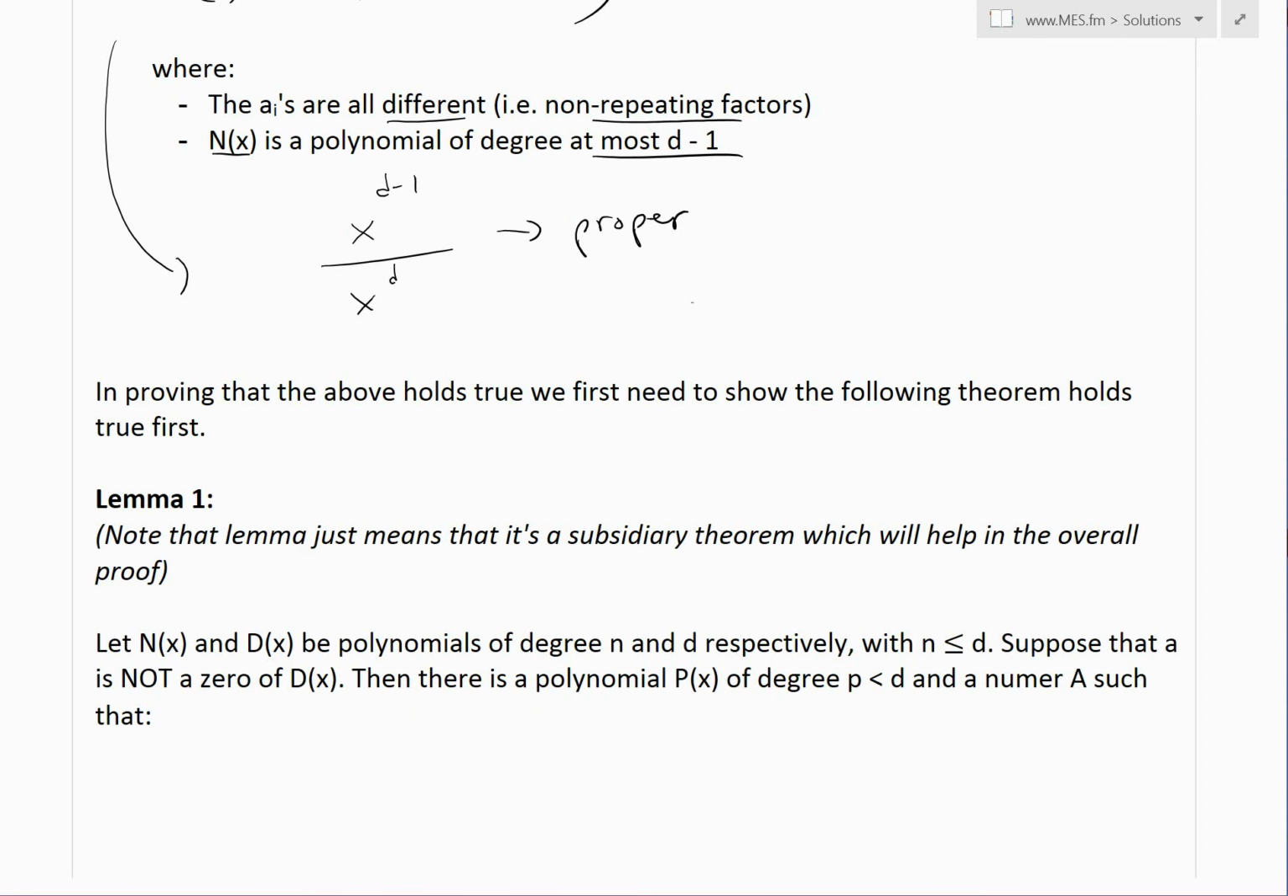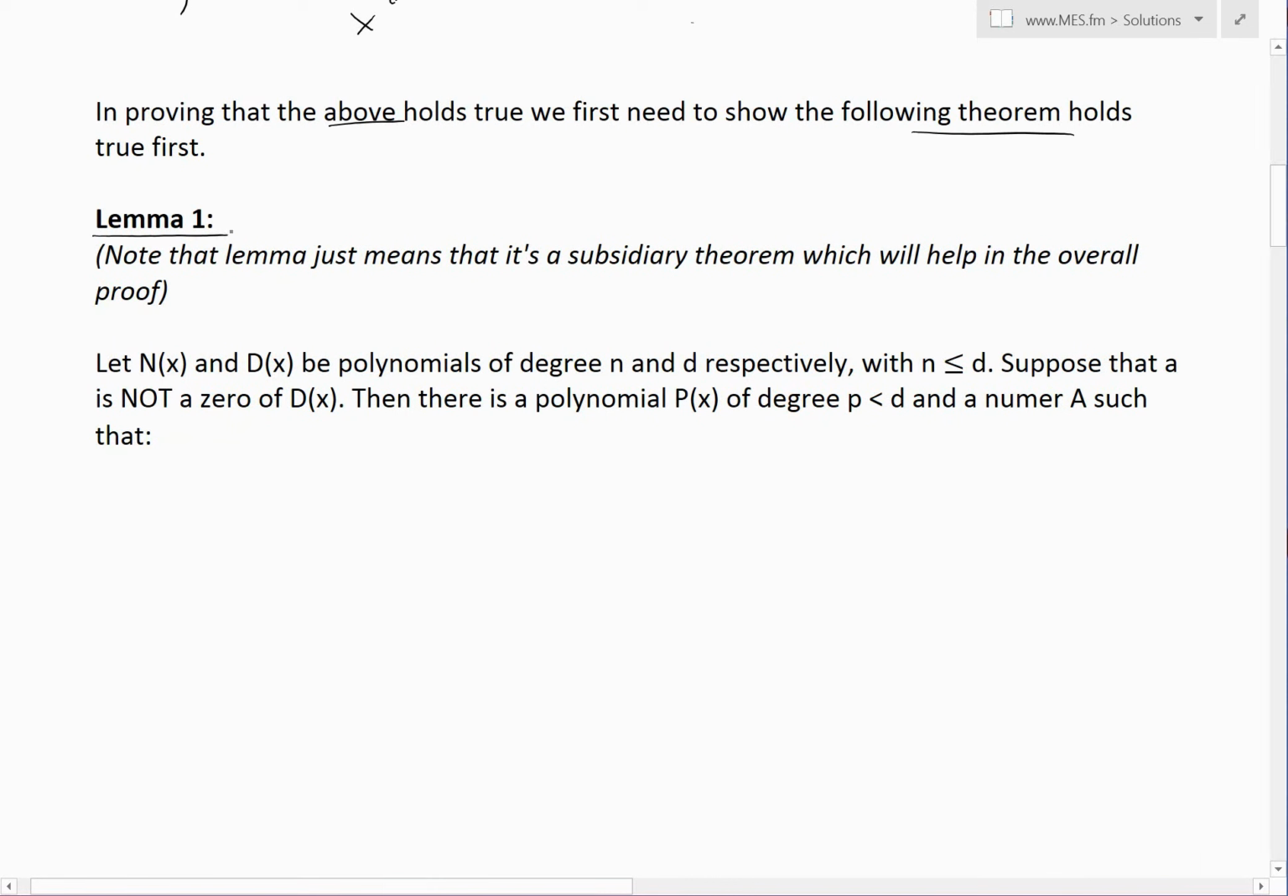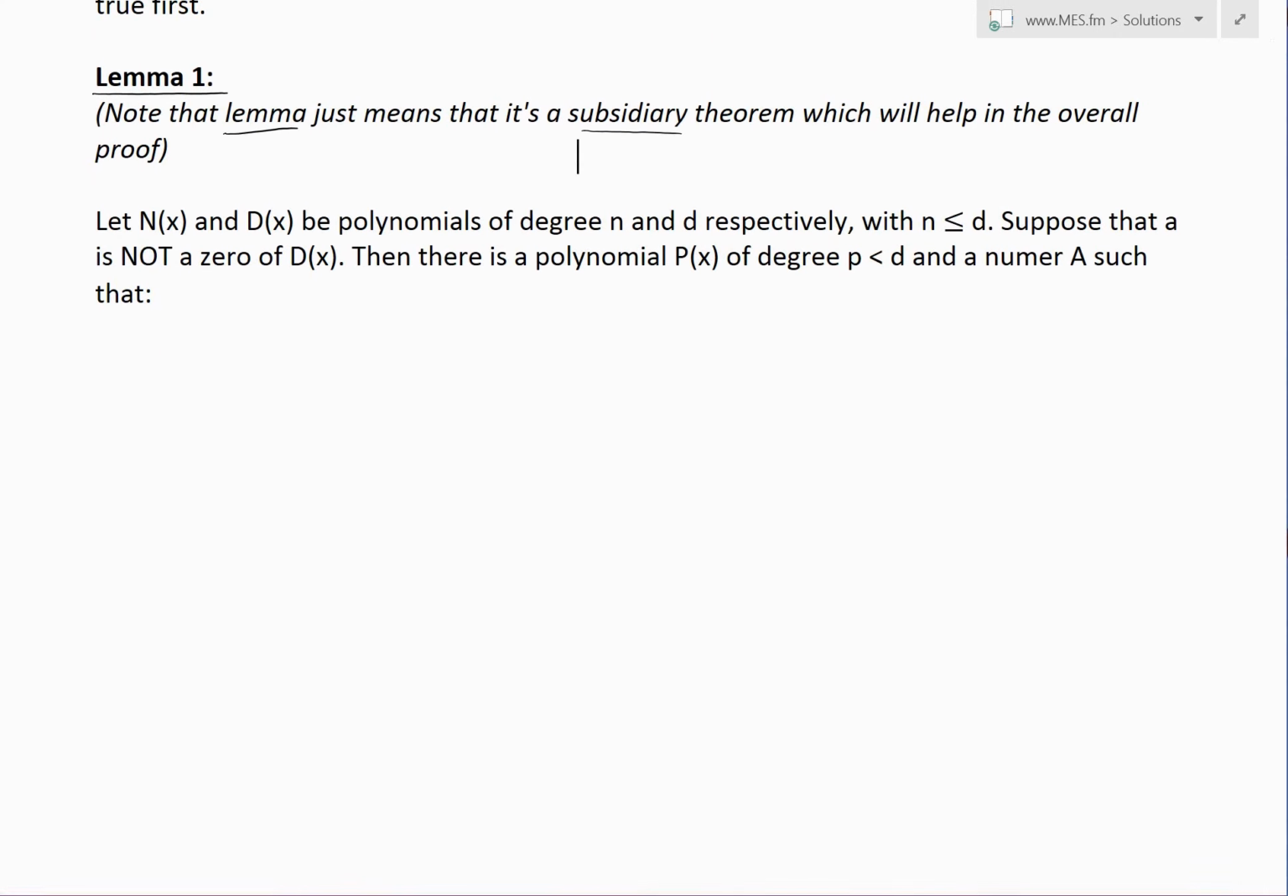So basically now in proving that the above theorem holds true, we first need to show that the following theorem holds true first. So we'll call this lemma 1, or just lemma. In another video I'll go over lemma 2. Note that lemma is just a word. It means that it's a subsidiary theorem or a secondary theorem which will help in the overall proof. So let n of x and d of x be polynomials of degree n and d, where n is less than or equal to d. So it's at most degree d.